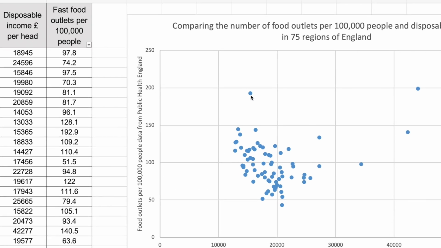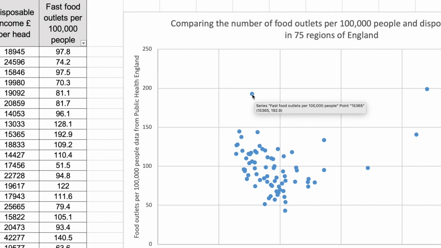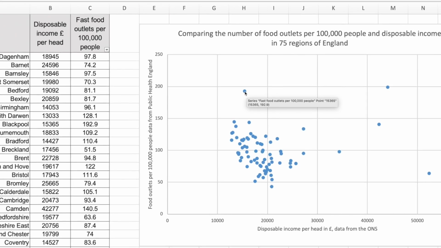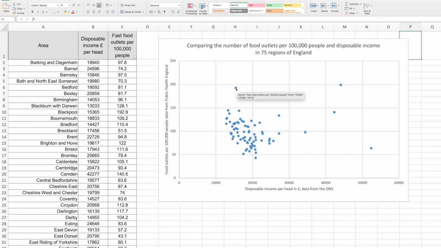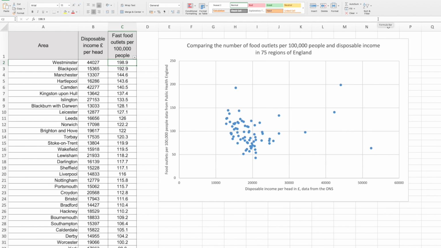If I hover over the point, I can see that it has a y-coordinate of 192.9. I can now check this out in the table over here and see which particular region of England this data point comes from. I can sort the data in this column from largest to smallest because I want the highest number to be at the top. Now that the data has been sorted, I can see that this point, with a y-coordinate of 192.9, is Blackpool.